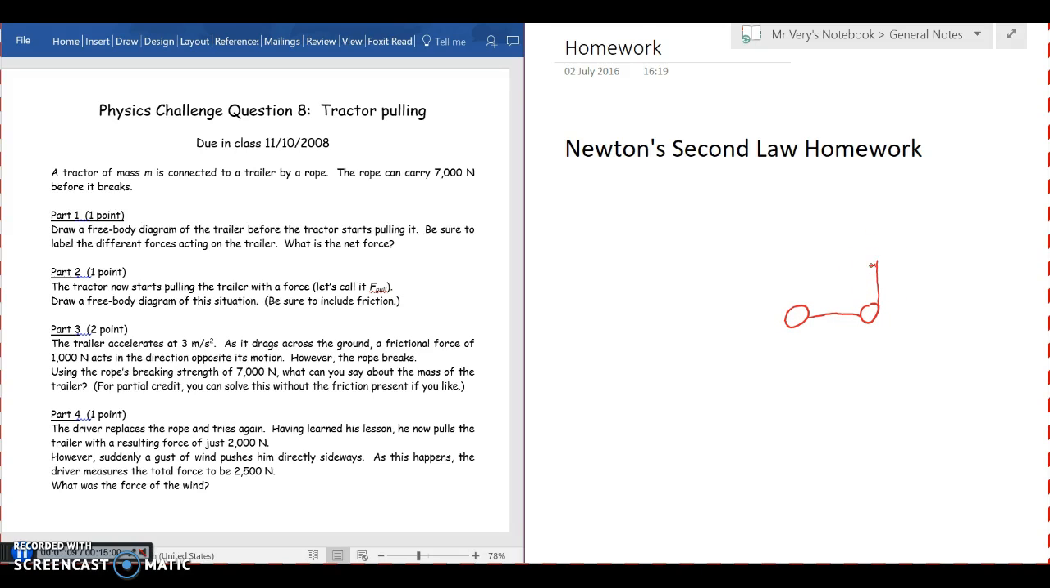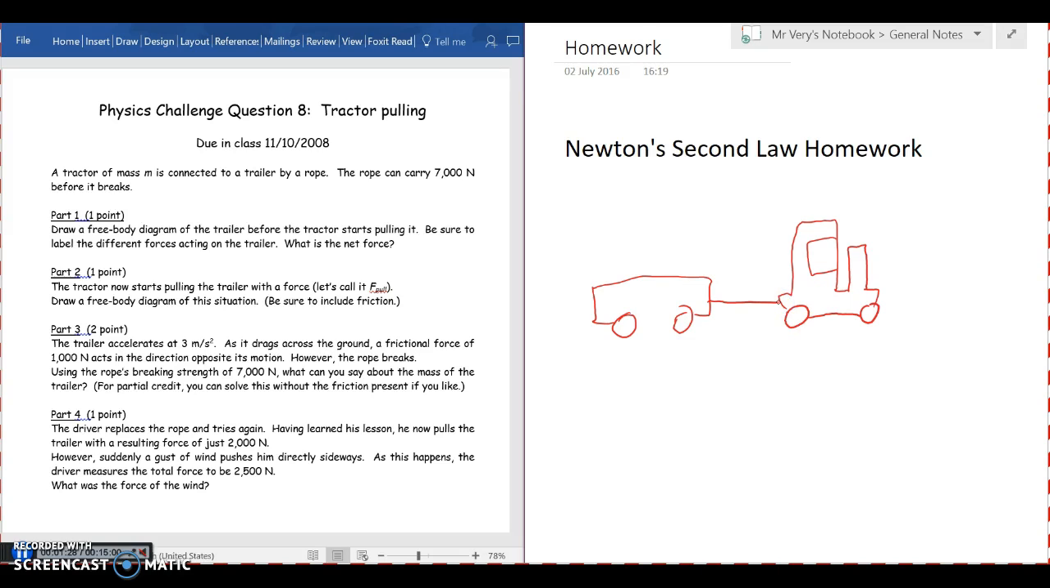How do you draw a tractor? This is very embarrassing. Hang on. Here's our tractor. Excellent. And here's our trailer. Very artistic. And there's our rope. And our rope can carry 7,000 newtons before it breaks.